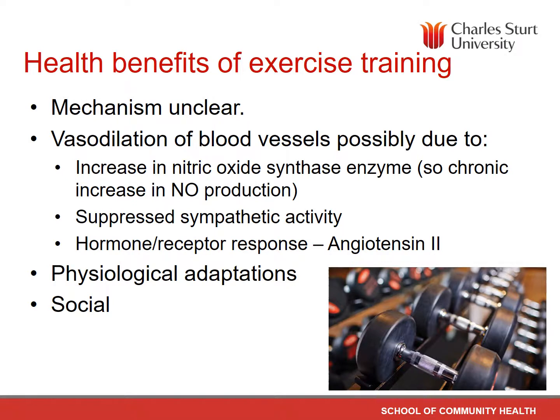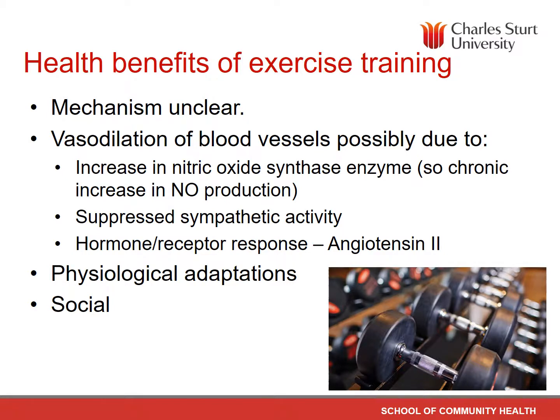So the benefits of exercise training for people with hypertension, again, the mechanisms are unclear, but improving the vasodilation of blood vessels is one of the major factors. So increasing nitric oxide synthase is something that we've talked a lot about, which improves with exercise, and that leads to a chronic increase in nitric oxide production. That makes those vessels nice and stretchy, improves exchange, which would lower the resistance at those peripheral vessels.